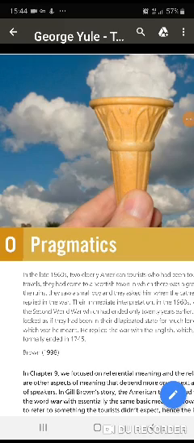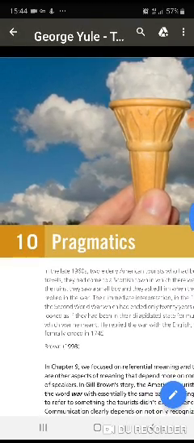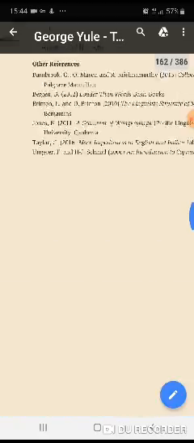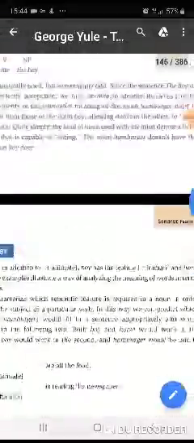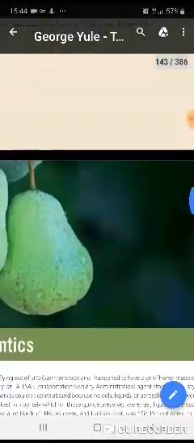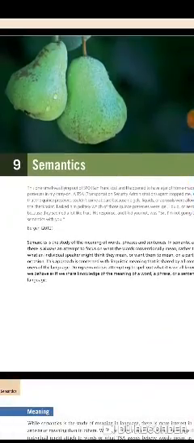Today we are going to work on pragmatics, chapter 10, as you see it here. Okay, it's pragmatics. So what is pragmatics, first of all? Pragmatics is something similar to the previous chapter, which was semantics. Both semantics and pragmatics work with meaning, okay? Both will work with the world of meaning.